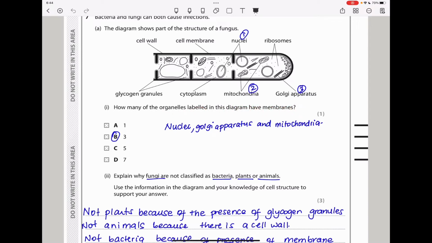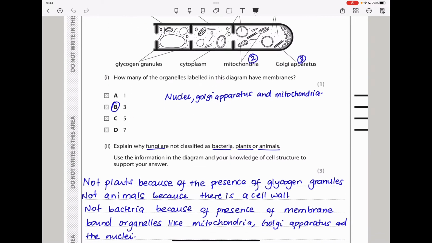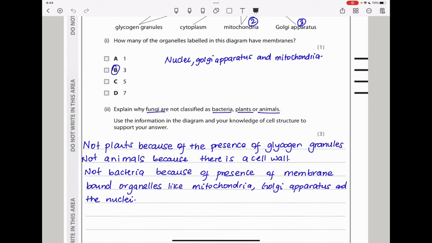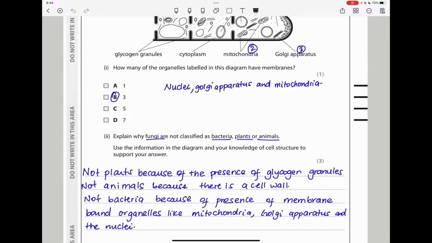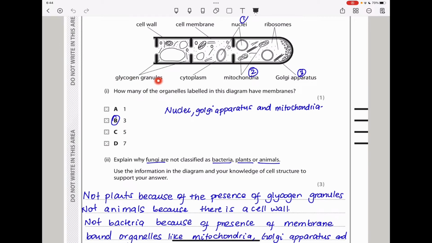So we can see, of course, everybody knows a mitochondria has a membrane. We know the nucleus. Each nucleus is an organelle, as well as the Golgi apparatus. So there are only 3 among the rest of them. The answer should be B. Next, they say explain why fungi are not classified as bacteria, plants, or animals. Everybody should know, because when you look back here, we see glycogen granules.